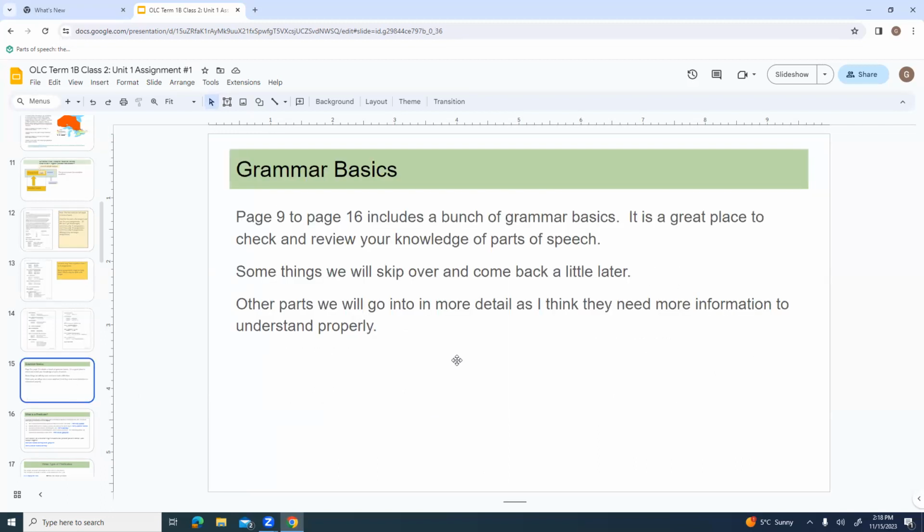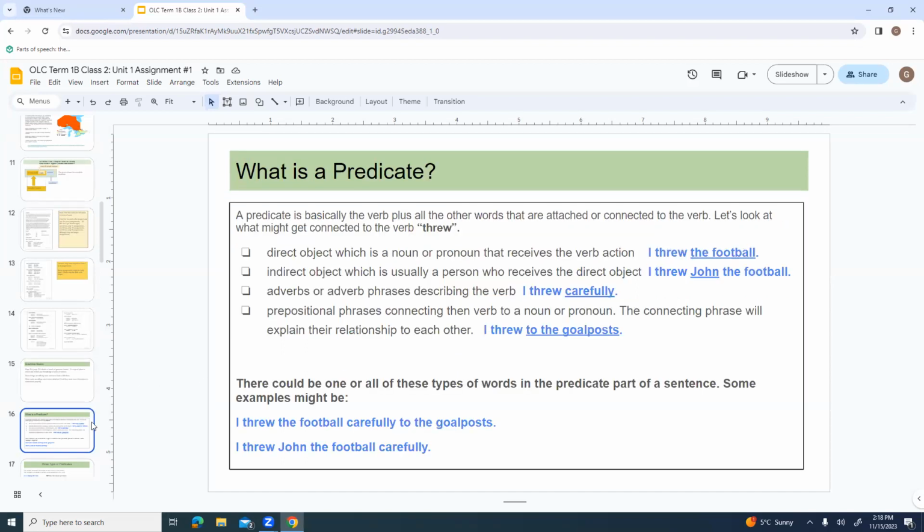Okay, in your unit, pages 9 to 16 includes a bunch of grammar basics. It is a great place to check and review your knowledge about parts of speech. And some things we'll end up skipping over and we'll come back to later. Other parts we've already gone into more detail because I think they need more information to understand properly.